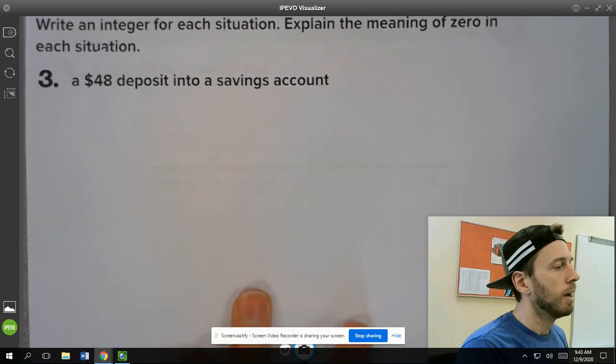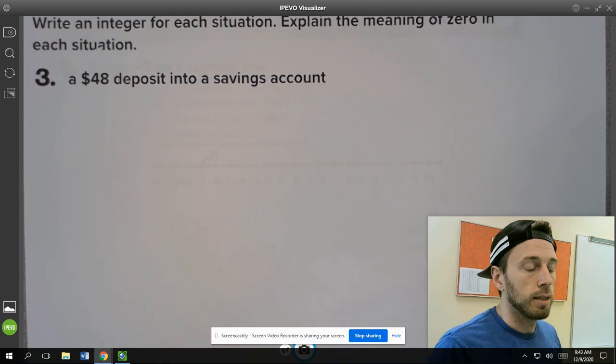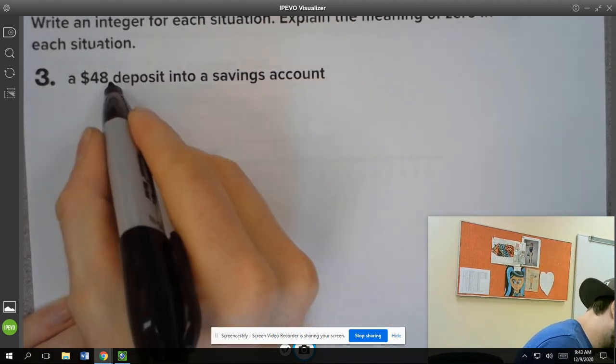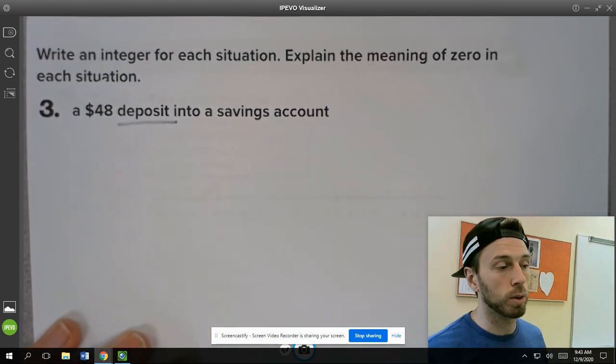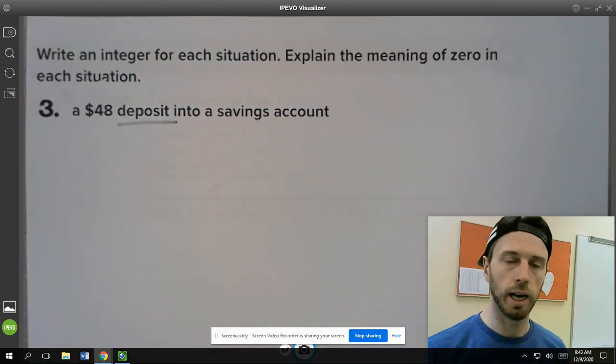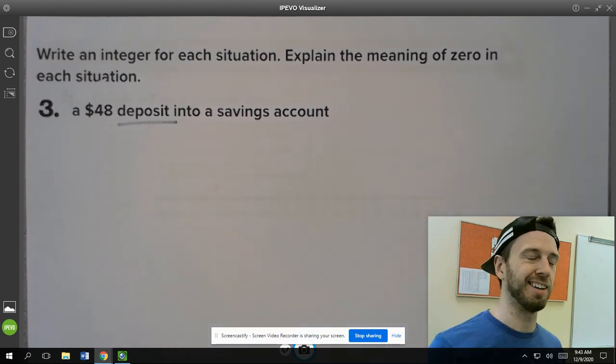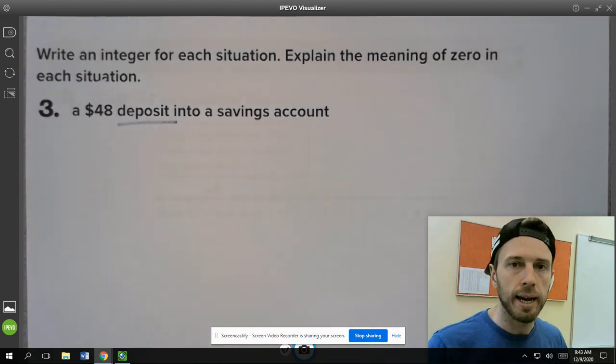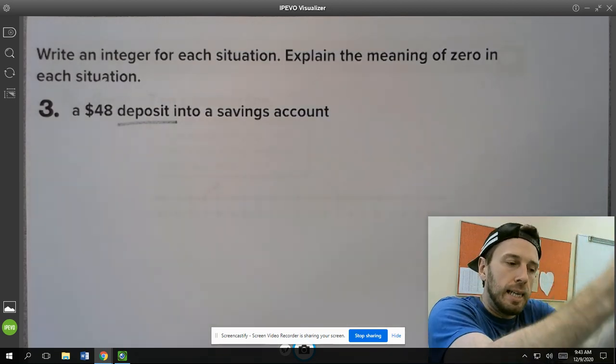Next one. A $48 deposit into a savings account. Key word here, deposit. Now, if we don't know what the word deposit means, you need to look it up. Luckily, I'm your teacher and I'm going to tell you. Deposit means to add money to, right? So if I go to the bank and I deposit money, that means I'm putting money into my account.